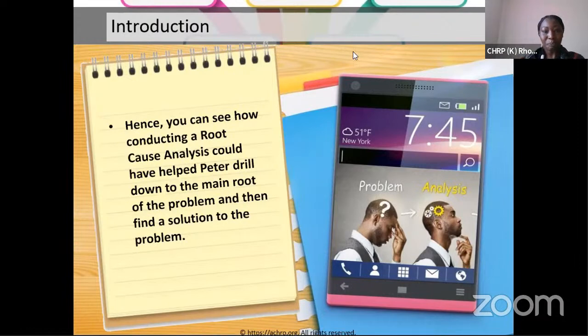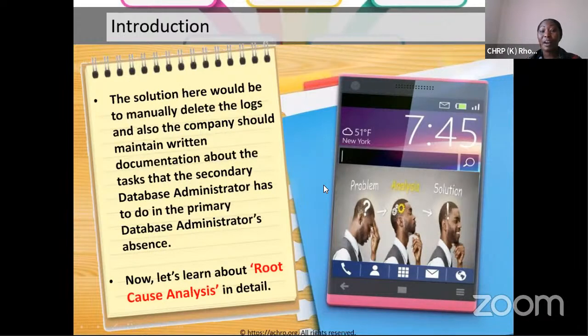So I see we have already understood the topic. I'll continue. Let's see what we came up with as the solution, whether it aligns with what we have said. We are all correct. The solution here would be to manually delete the logs, and also the company should maintain written documentation about the tasks that the secondary data administrator has to do in the primary data administrator's absence.